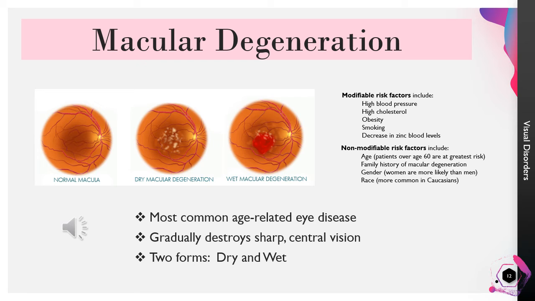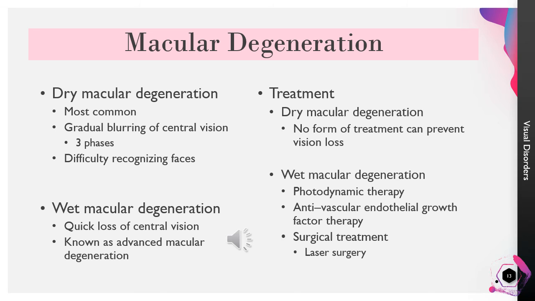There's dry macular degeneration and wet macular degeneration. Dry macular degeneration is the most common form of macular degeneration, and it occurs when the light-sensitive cells in the macula slowly start to break down. This results in a gradual blurring of the central vision. There are three phases of dry macular degeneration: early, intermediate, and advanced.